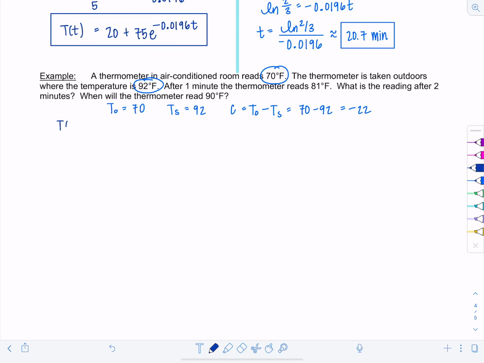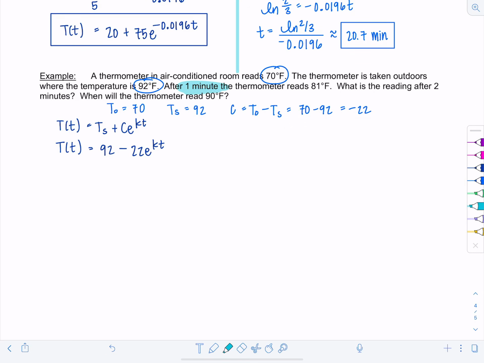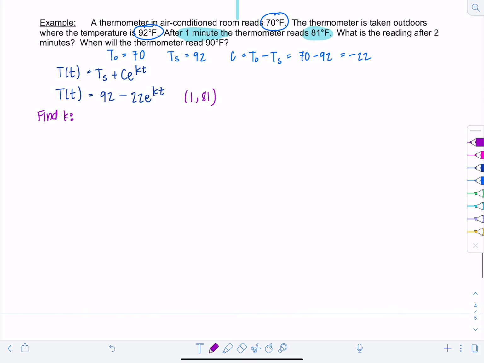Okay, so remember our model has the form T of t equals T sub S plus Ce to the kt. So now I can write T of t equals 92 minus 22e to the kt. So again, I need to find k, and that's why they told me right here, after 1 minute, the thermometer reads 81 degrees Fahrenheit. So I'm going to plug in 1 for little t, set the whole equation equal to 81, and find k. That's why they always give you that one little extra piece of info.